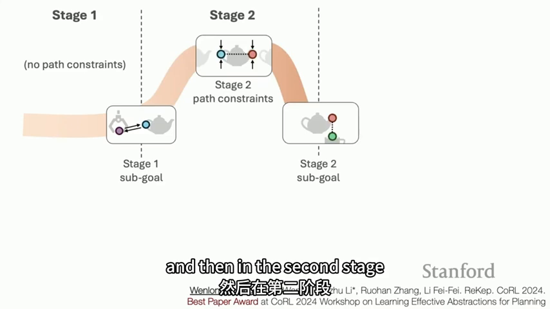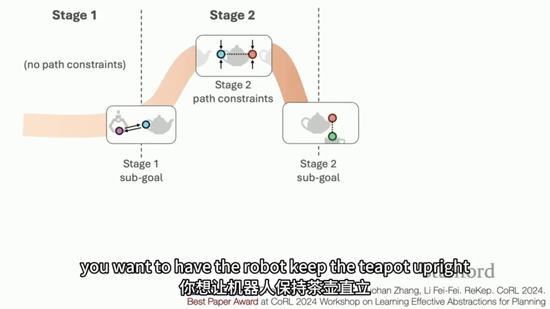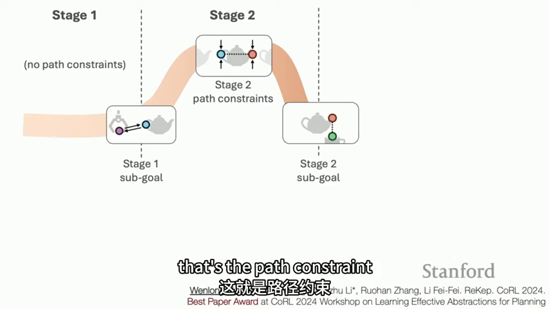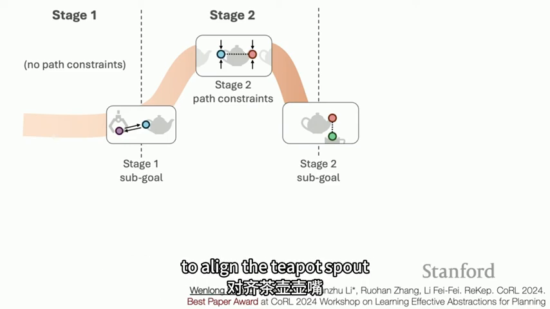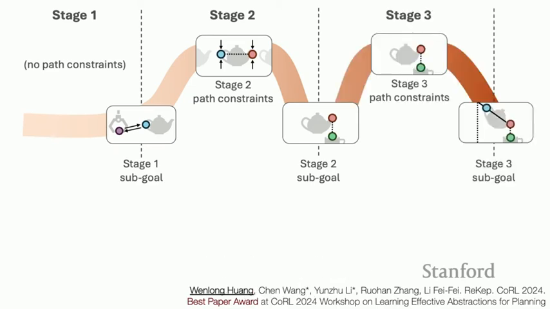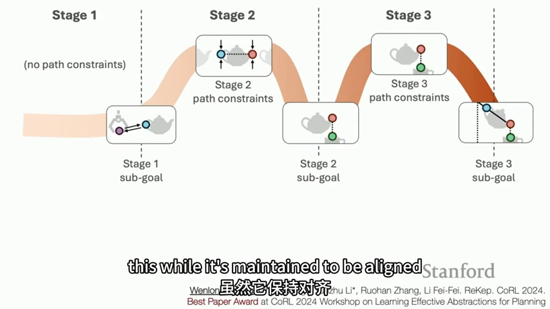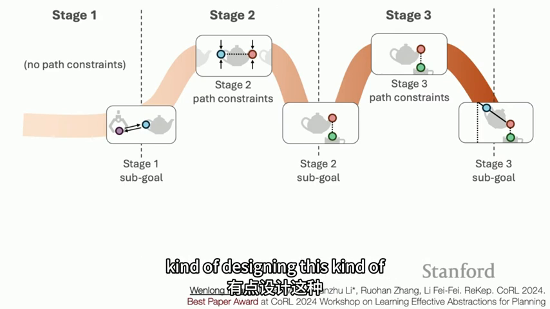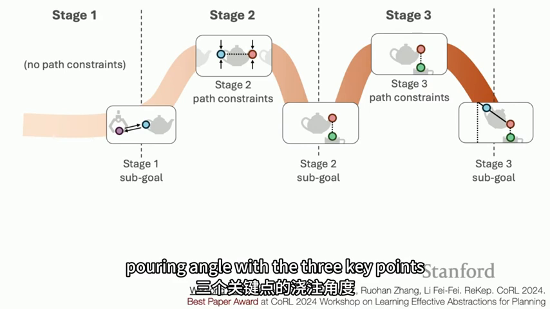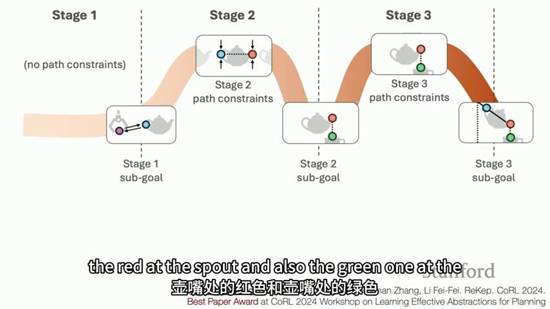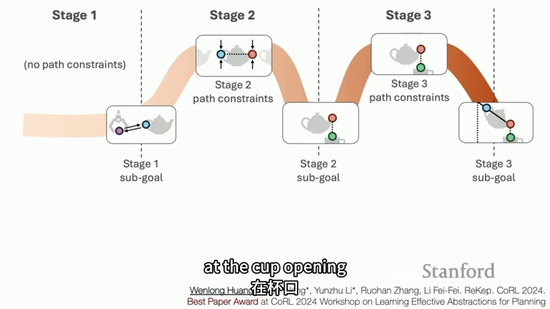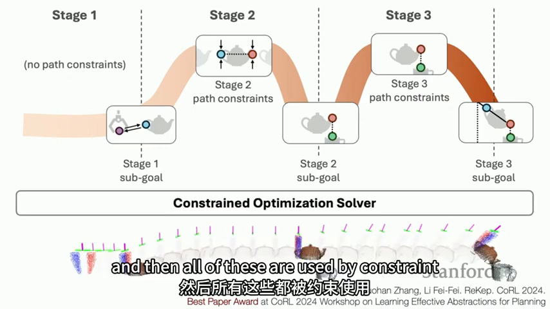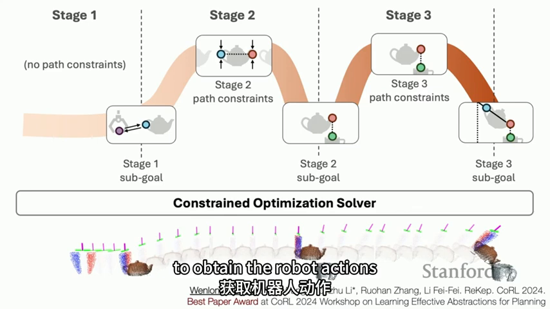And then in the second stage, you want to have the robot keep the teapot upright. That's the path constraint. And then the sub-goal, at the end of this stage, is to align the teapot spout to the cup opening. And then after it's aligned, while it's maintained to be aligned, you can start pouring by designing a pouring angle with the three keypoints. That's the blue at the handle, the red at the spout, and also the green one at the cup opening. And then all of these are used by the constraint optimization solver to obtain the robot actions.